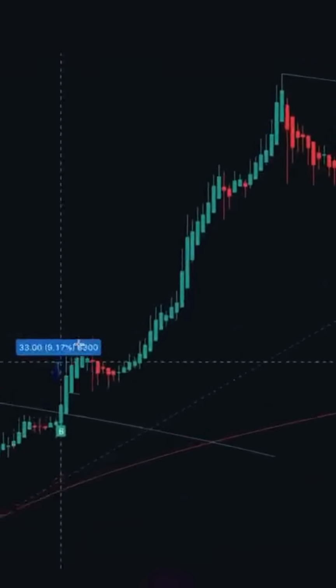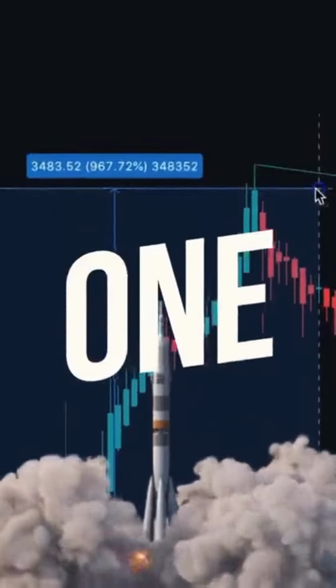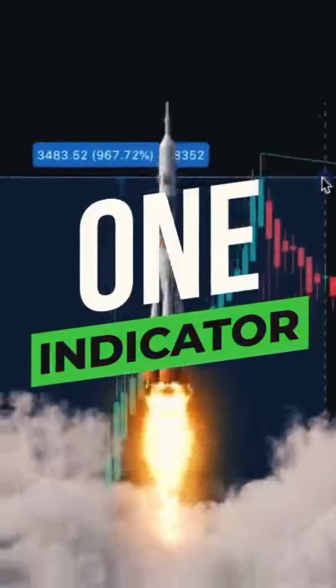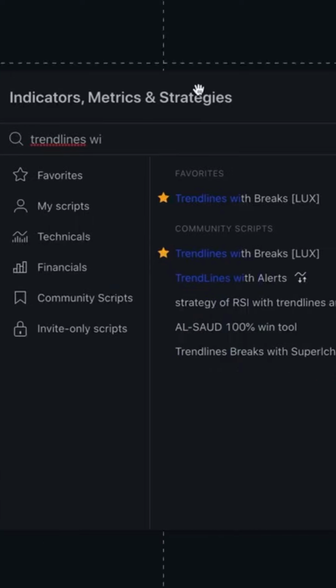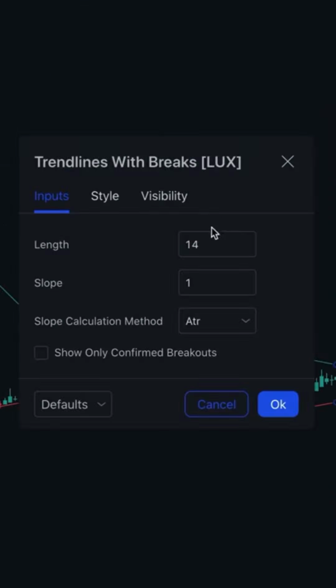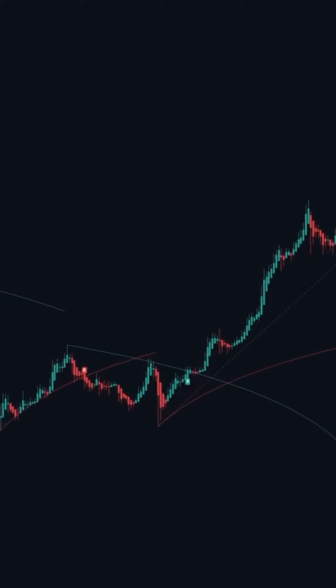Here's how I made almost 900% on a single trade using one simple indicator. First, you're going to want to go on TradingView and type in trend lines with breaks and click on this one by Lux Algo. Next, we're going to go to the settings menu. Change the length to 24, change the slope to 1.6, and just make sure the slope calculation method is on ATR.